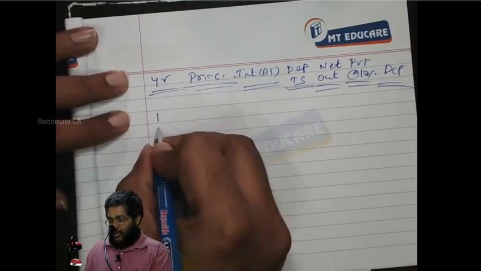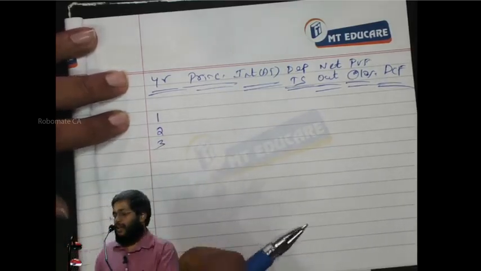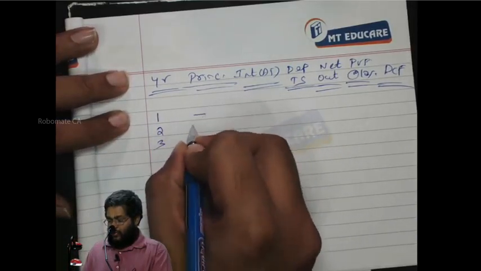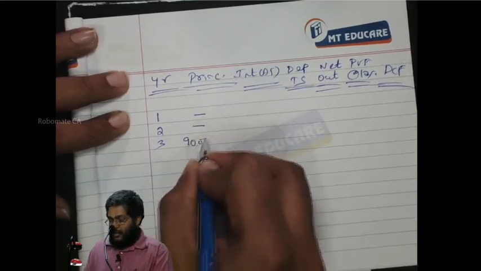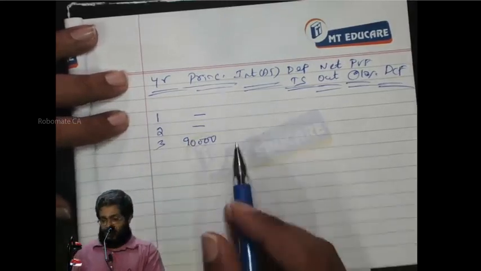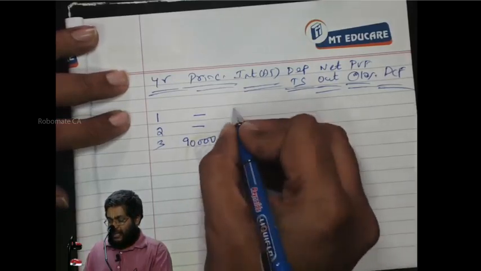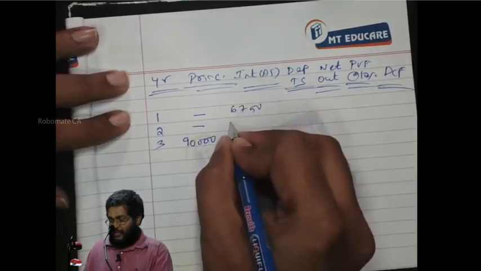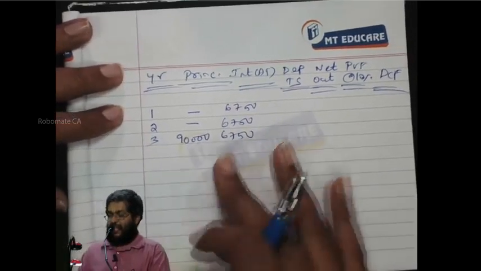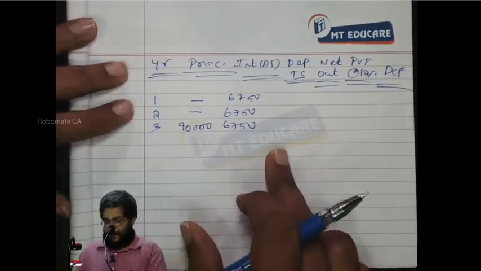Now, year 1, 2, and then 3. Principal, do you pay in year 1? No. Year 2? No. Year 3, how much do you pay? 90,000. So, payments let us write as numbers and inflows in brackets. Interest after tax every year, tell me the number here. 6,750. Am I right or not? 6,750 each year is the interest after tax.